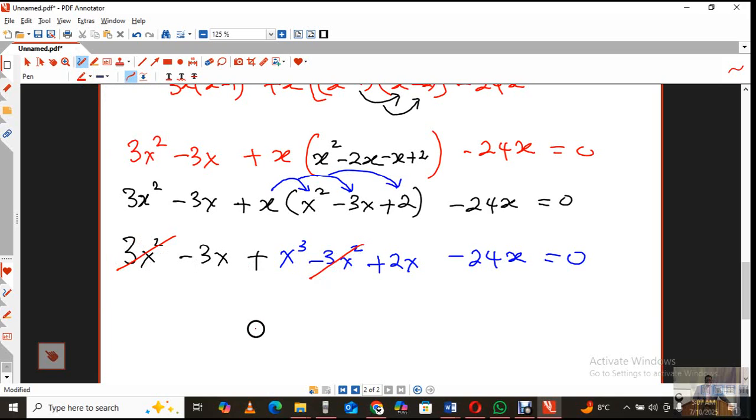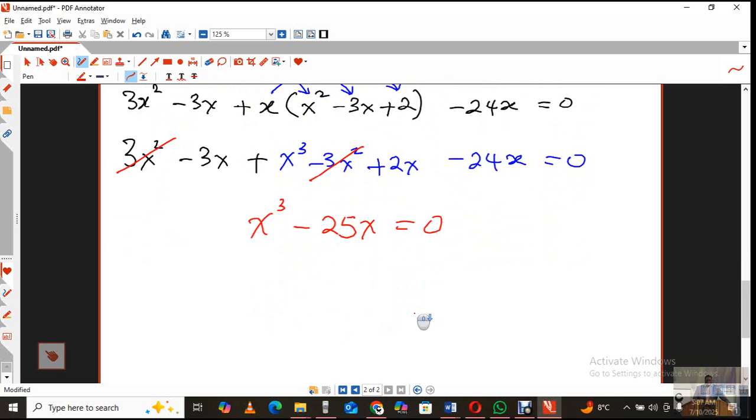I'm going to have like terms here. So I have got minus 3x plus 2x, that is minus 1x, minus 24x. So I'm left with x cubed minus 25x, that equals to 0. Okay, that's what that will give you. Of course, you can take out the common factors. You have got x outside, and you have got x squared minus 25 is equal to 0, right?